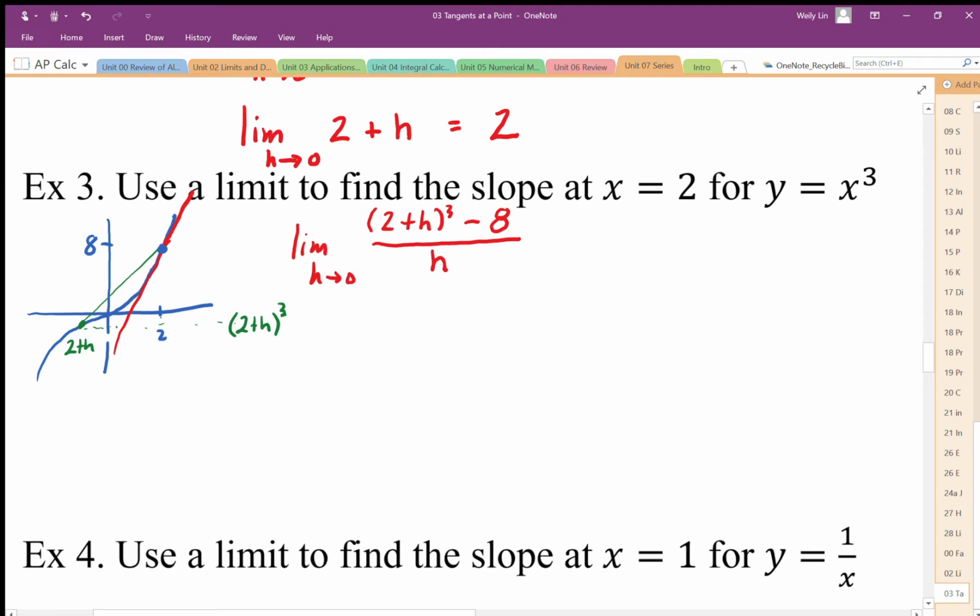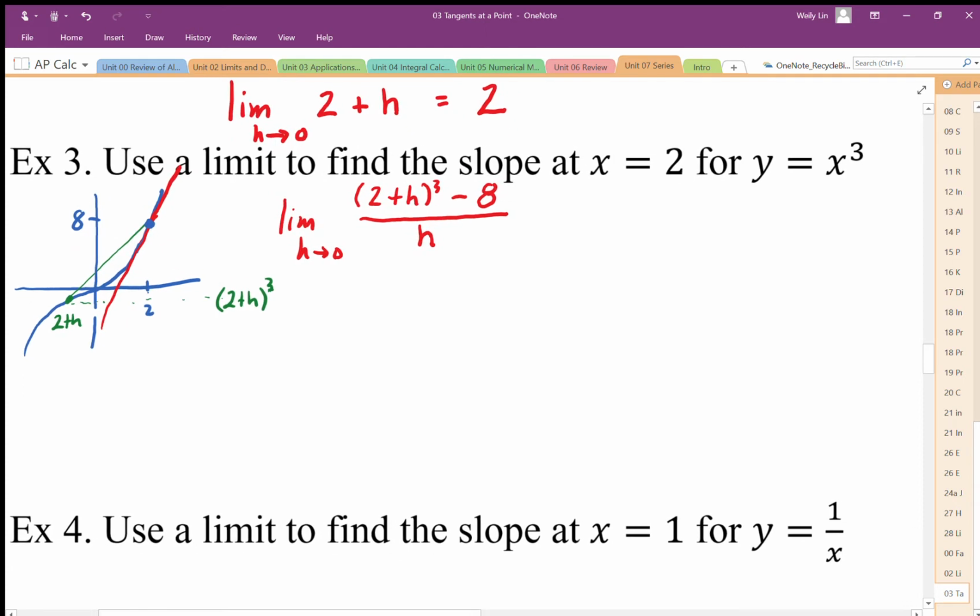Okay, so expanding this out, I want to use the binomial theorem to expand this out. Now, you could FOIL it all out and everything, but if you know the binomial theorem, it just makes it a little bit easier to expand out. So I'm going to get the limit as h goes to 0. This expands out to 8, so 2 cubed plus 2 squared.